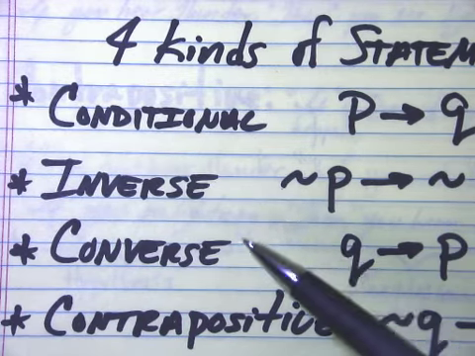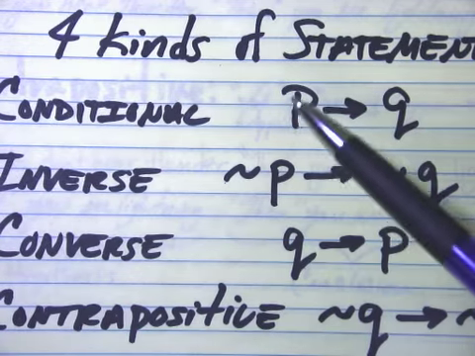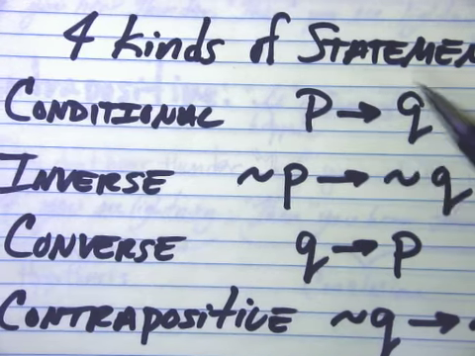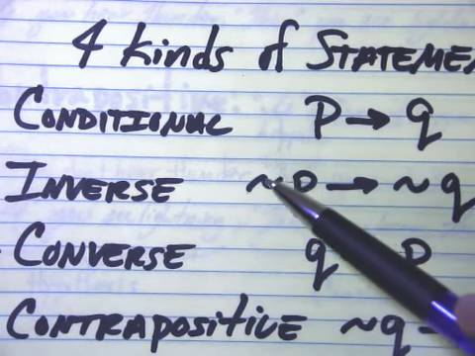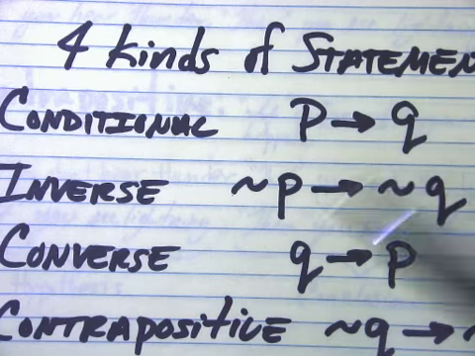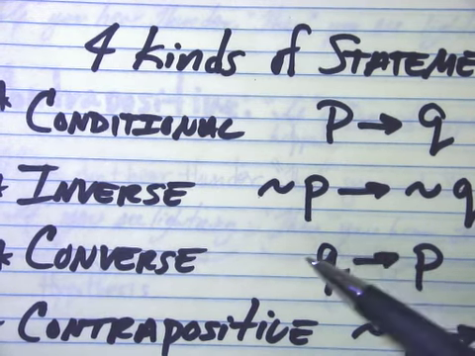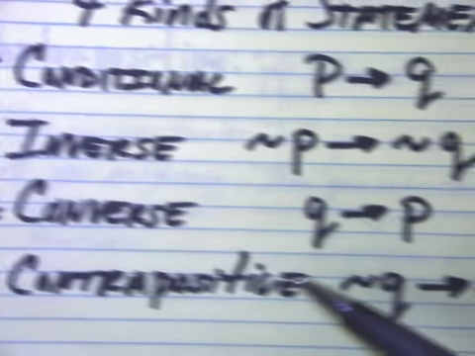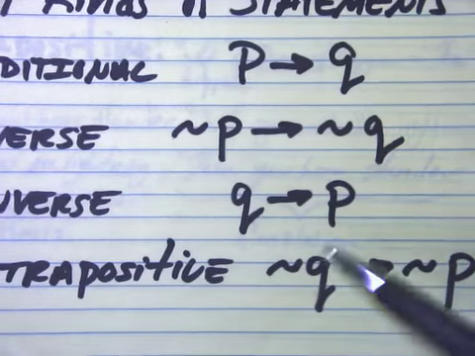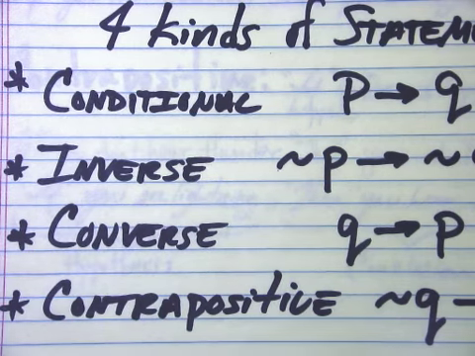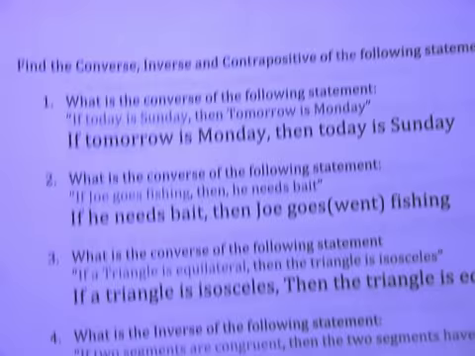One of the students said that a good way to look at it is like cause and effect. Well, P and Q is the cause and effect. The inverse is negating. You're saying the opposite of the cause and effect. The converse, you're switching places, the cause and effect. And the contrapositive, you're switching places and you're negating the cause and effect. Let's take a look at number one.